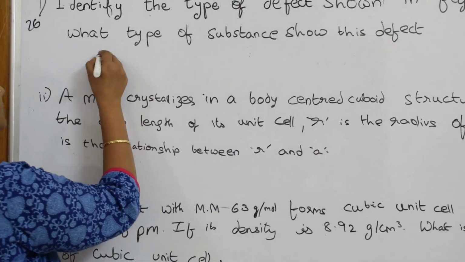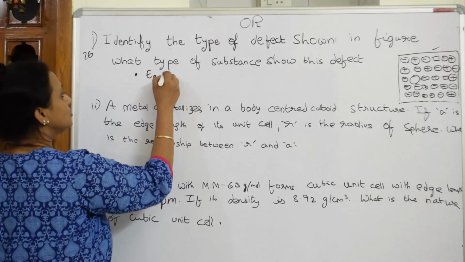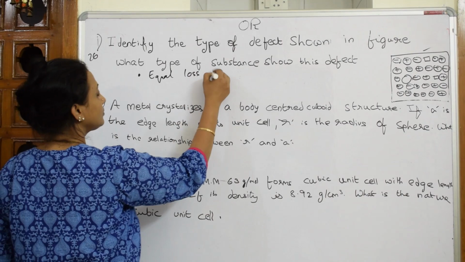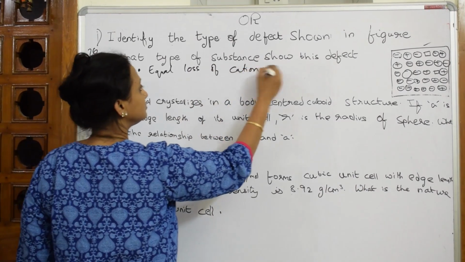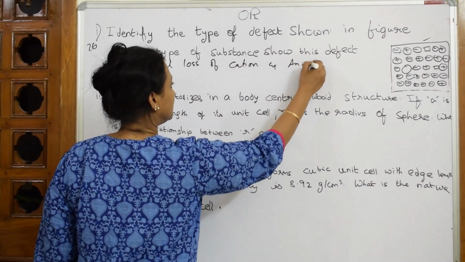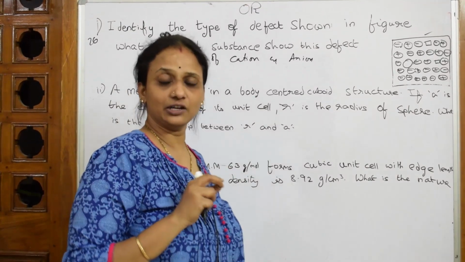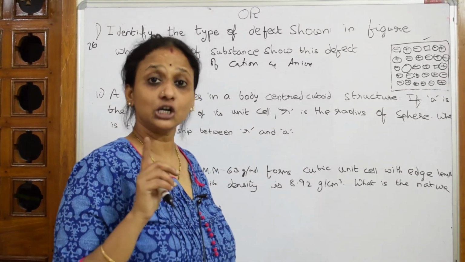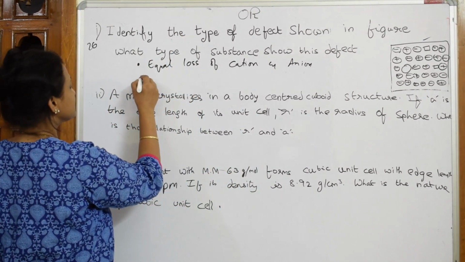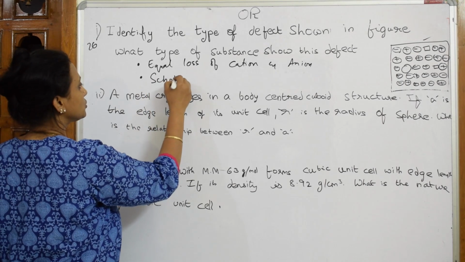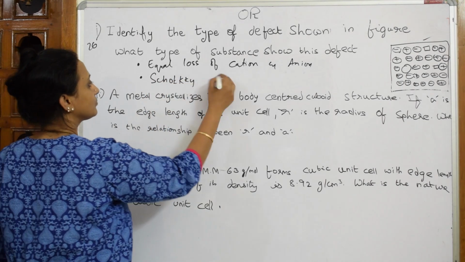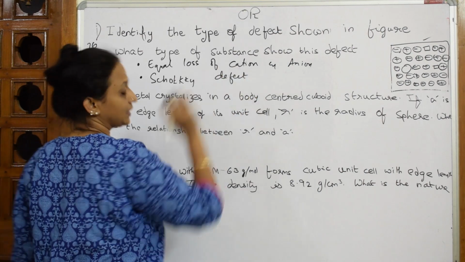Done. First you are going to write your observation: equal loss of cation and anion. When there is equal loss of cation and anion, what is the type of defect observed? Schottky defect. So defect observed is Schottky defect. Right, finish.